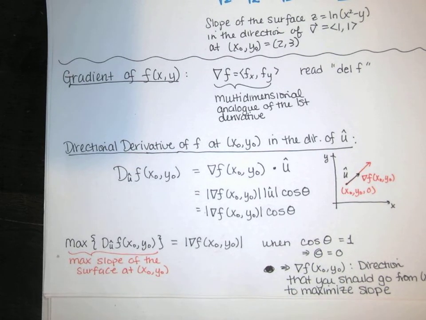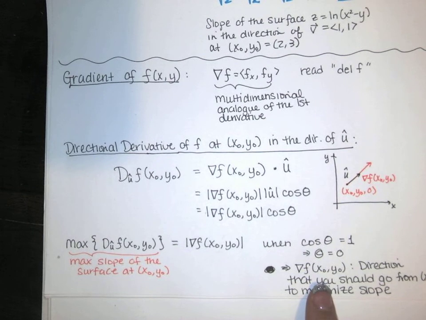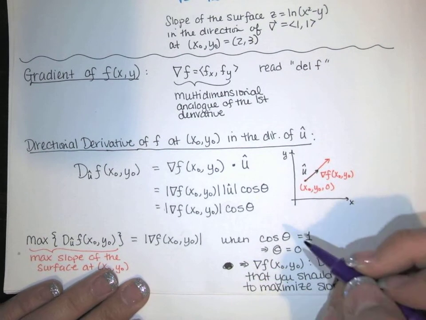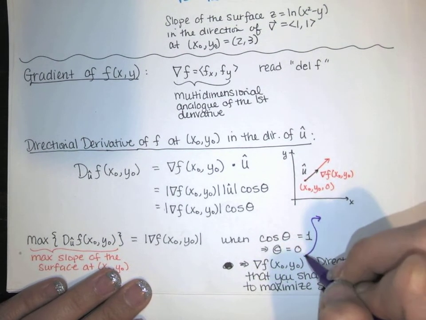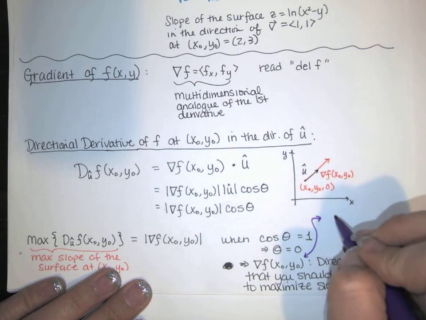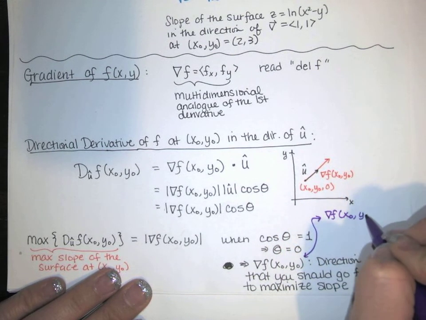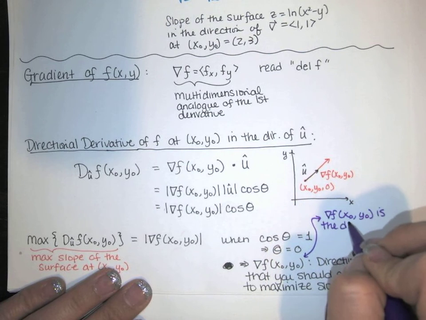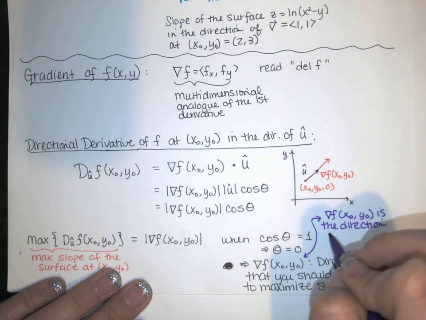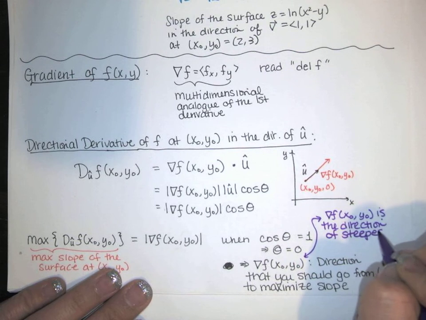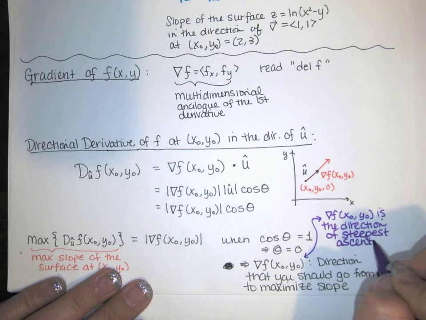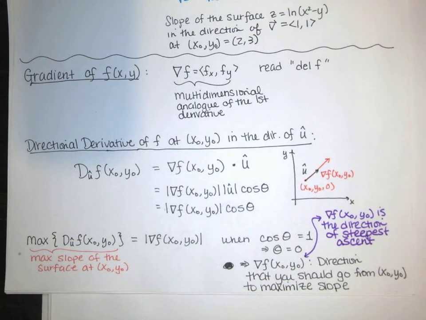Another way of saying that, and the way that it's typically said, is that the gradient of f at x naught, y naught is the direction of steepest ascent. And I'm emphasizing ascent because I'm going to talk about descent later, but I know I'm putting the emphasis on the wrong syllable. So this statement over here is equivalent to saying the gradient at x naught, y naught is the direction of steepest ascent. Sometimes you'll hear me say ascent to distinguish it from descent, which we'll talk about in a minute.